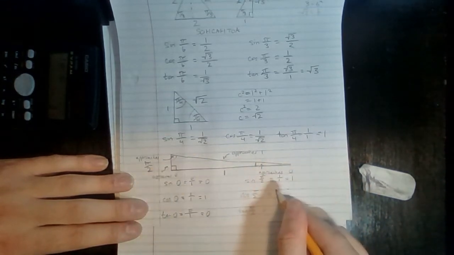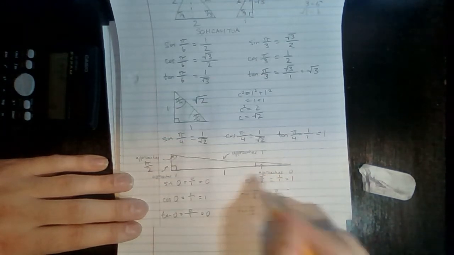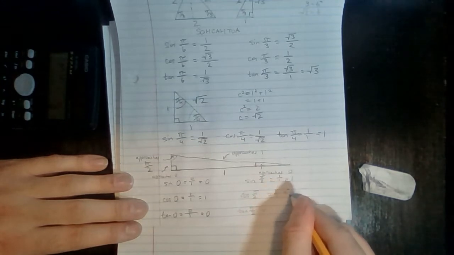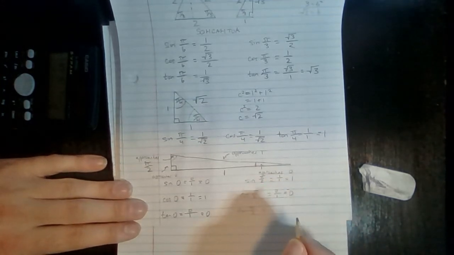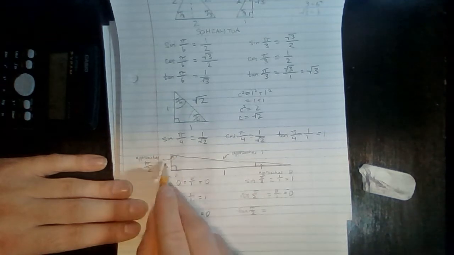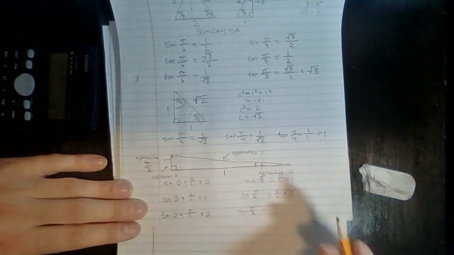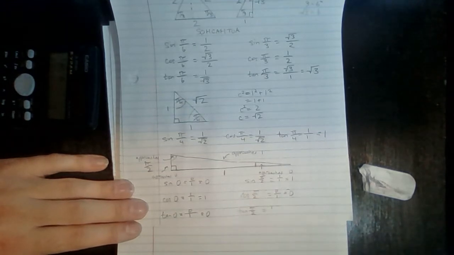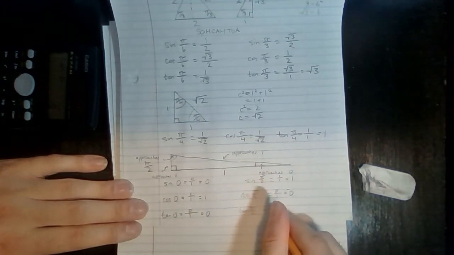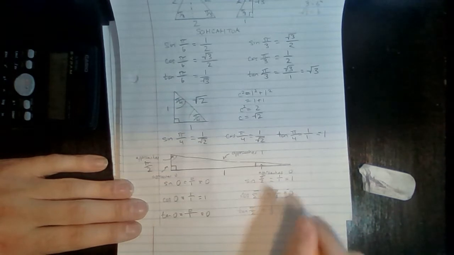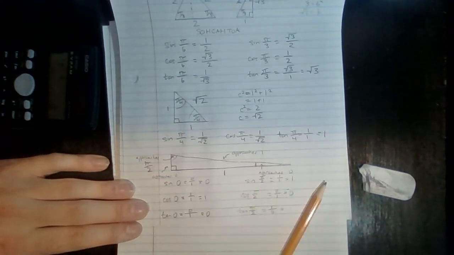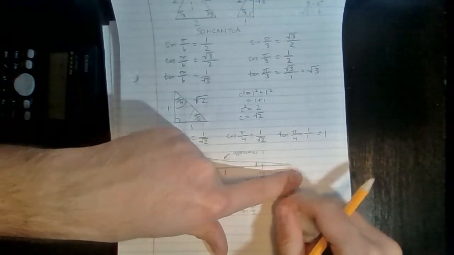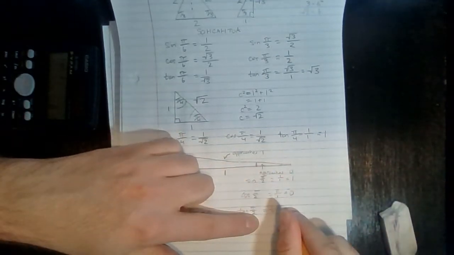Cosine, we're getting closer and closer to 0. As we approach pi over 2, our hypotenuse gets closer and closer to 1. So 0 over 1 is going to give us 0. And then our tan, our opposite over our adjacent. Opposite is 1. Our adjacent gets closer to 0. So 1 divided by 0, I guess I shouldn't put an equal sign. This one is undefined.